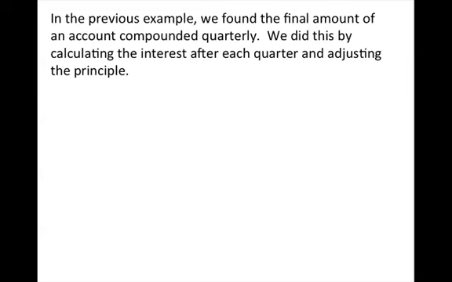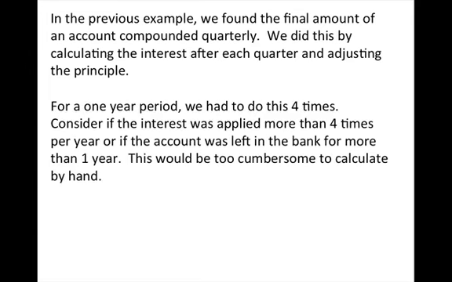Well, in the previous example, we found the final amount of an account compounded quarterly, and we did this by calculating the interest after each quarter and adjusting the principal. Well, for a 1-year period, we had to do this 4 times. What if the interest was applied more than 4 times? What if it was compounded weekly? I would have had to do that 52 times. Or if it was compounded daily, I would have had to do that 365 or 360 times, depending on how many days the problem told me to use in a year.